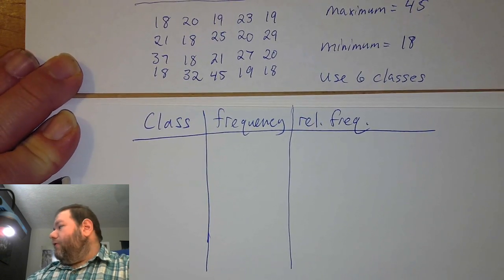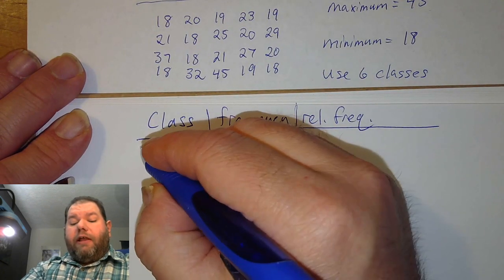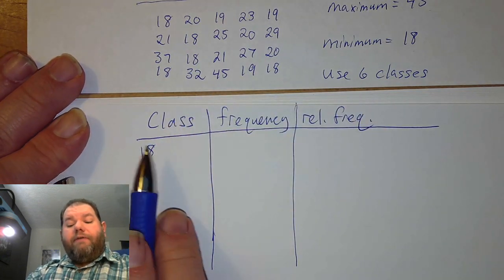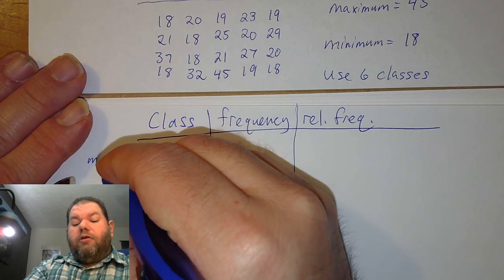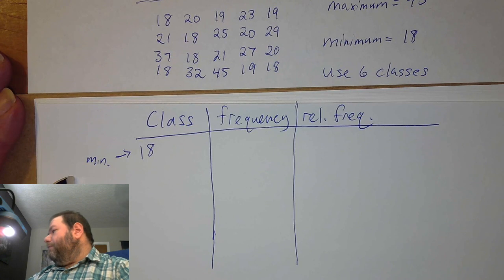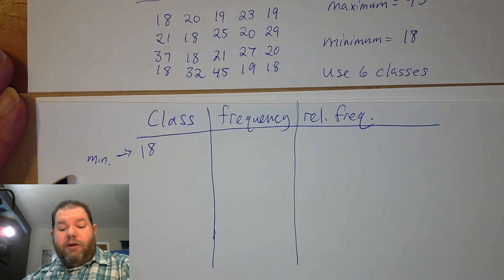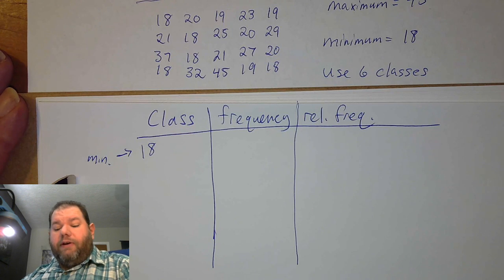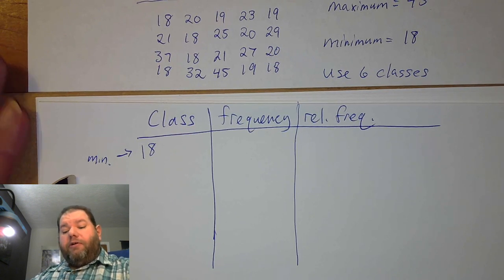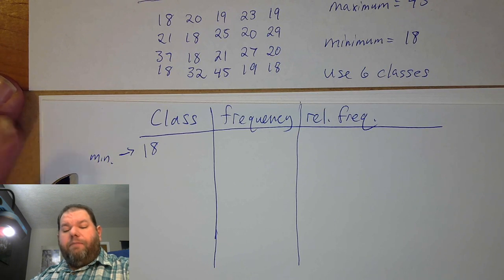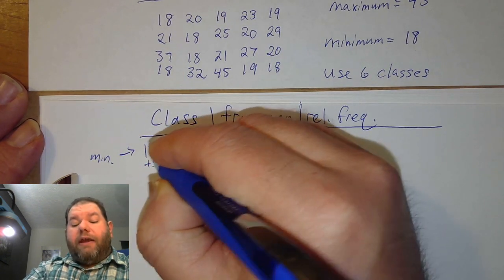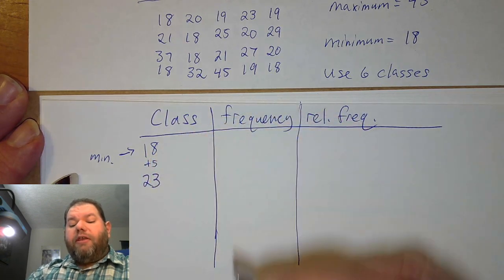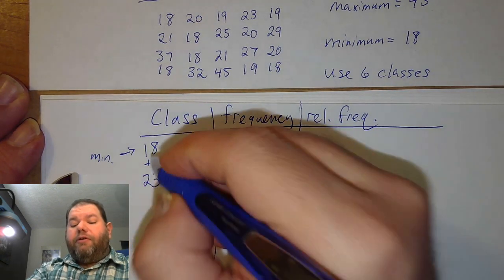Now where we start our classes, the first class starts at the lowest data value, the minimum data value, which is 18. 18 is our minimum, so class 1 will start at 18. And now from here, our width is 5. We have to be careful about how we apply the width. We actually add the 5 to 18 to get 23, and that means the second class will start at 23.